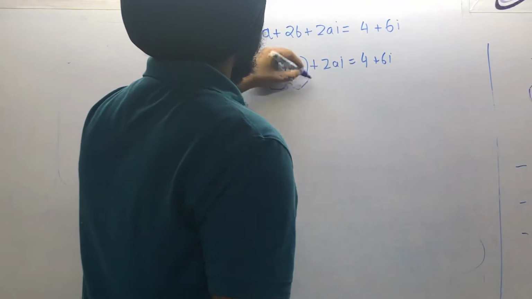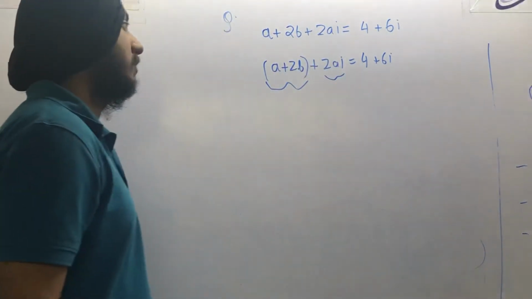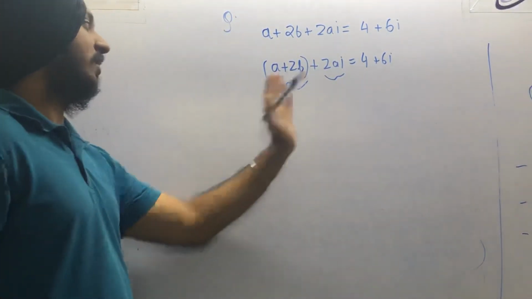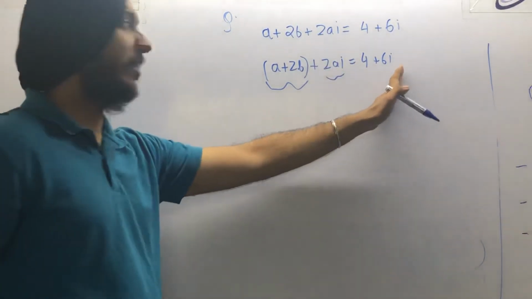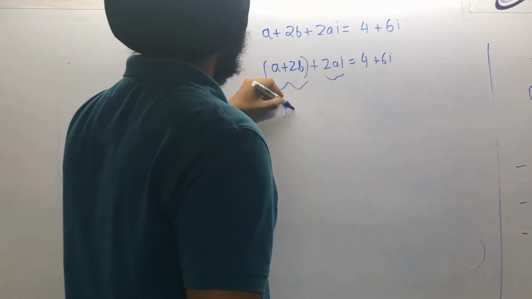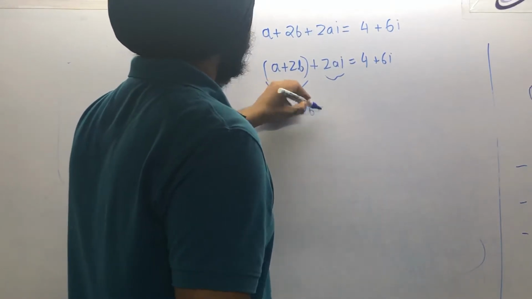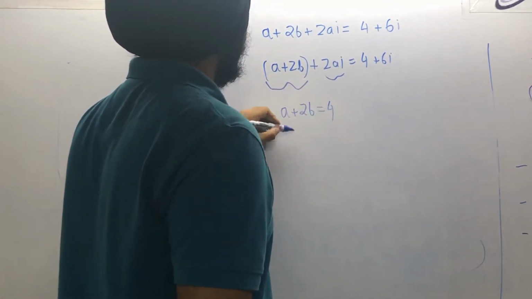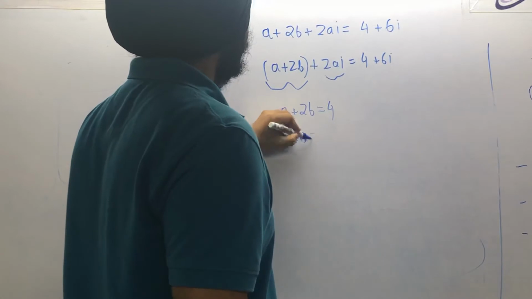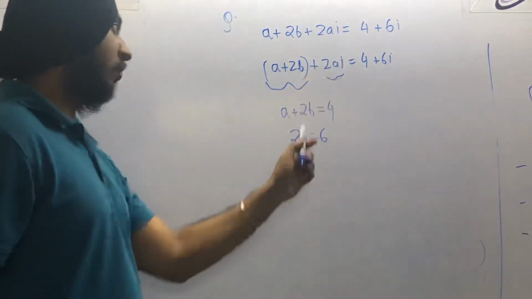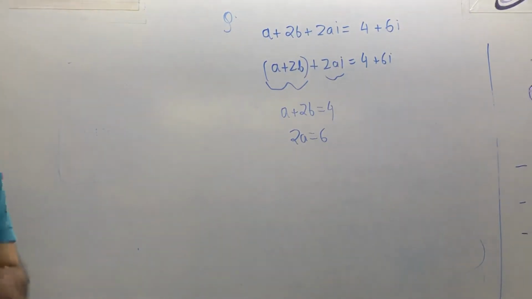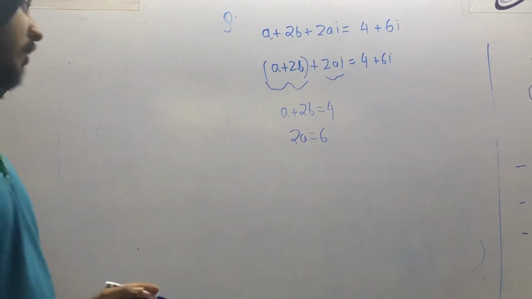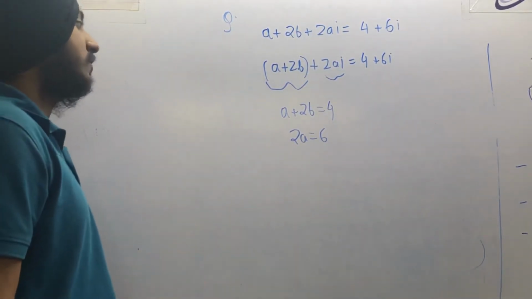So this here is the real part and this here is the imaginary part. Okay, so equate the real part with the real part on the right hand side and imaginary part with the imaginary part on the right hand side. So A plus 2B is equal to 4. Okay, and 2A is equal to 6. Okay, never write iota. Only write the part before iota when you equate the imaginary part. Some people make this mistake.